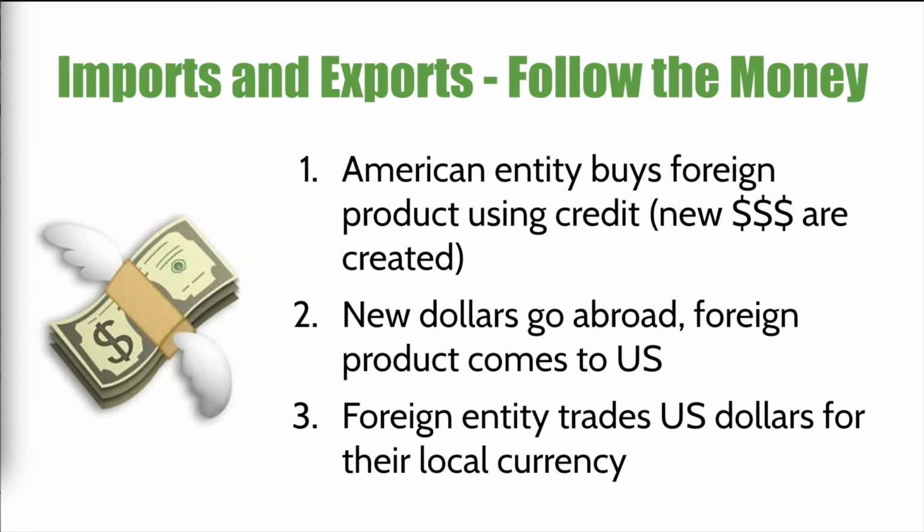you're importing and exporting. The first step is an American entity, such as an individual or a company, buys a foreign product using credit. So new dollars are created when that credit is created. Those new dollars then go abroad, and the foreign product comes to the US. The foreign entity then trades those US dollars for their local currency so that the foreign entity can pay their workers or pay for their own food or whatever they need to pay for.